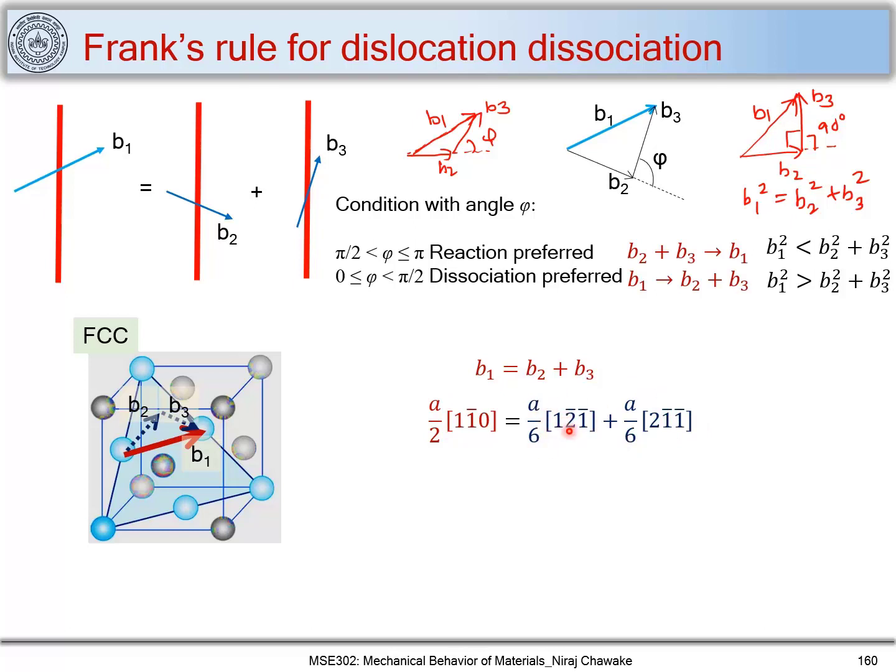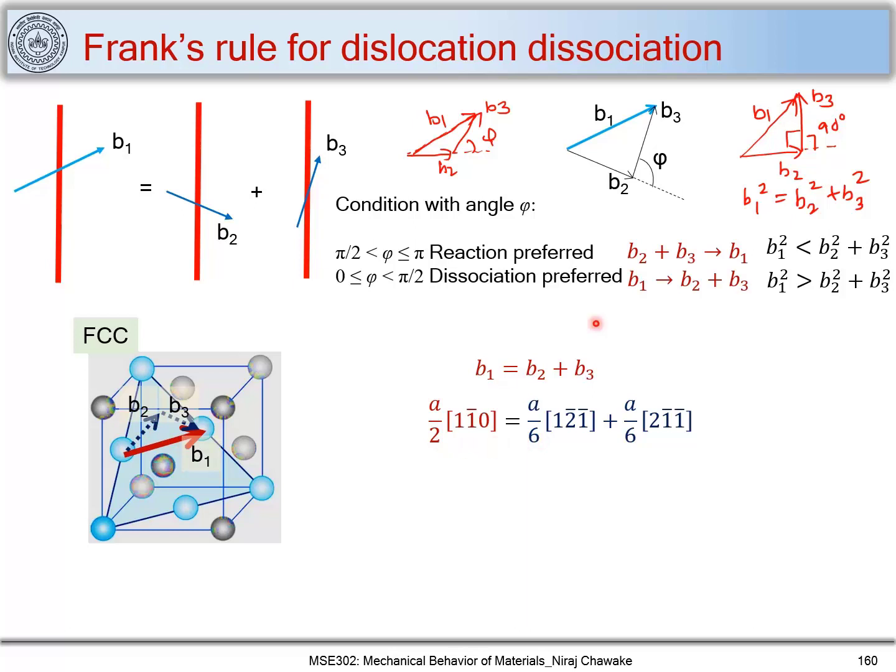And what do I mean by partial? When a dislocation starts from one lattice point and ends at another lattice point, I call this a perfect dislocation. But here I am calling it a partial because there is no lattice point present here. That's why these dislocations are called partial dislocations.